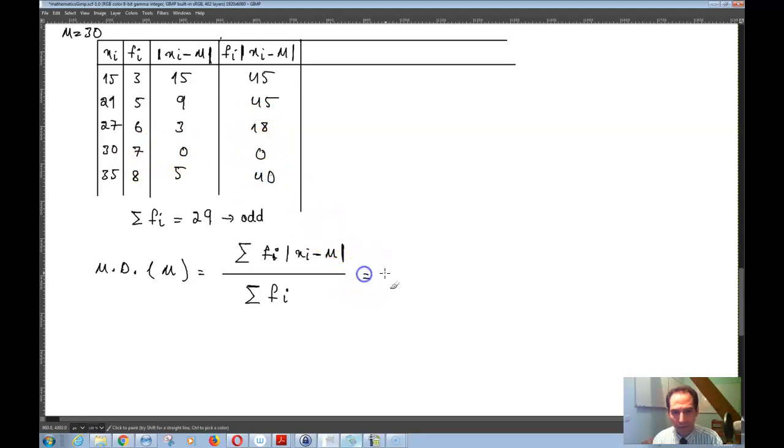And then you can simply find the sum of all of these because you're calculating sigma of this. That's 90, 130, 140, 148 divided by sigma f of i, which is 29. And there is no good way to simplify this.